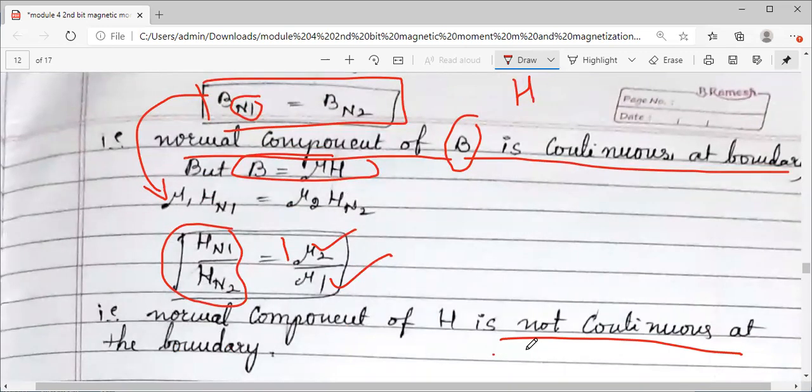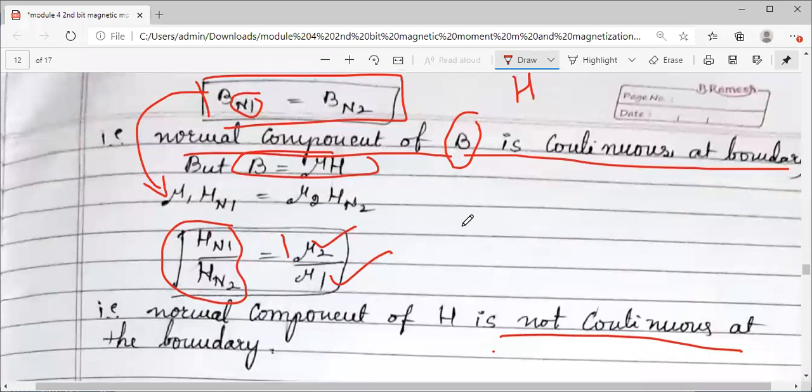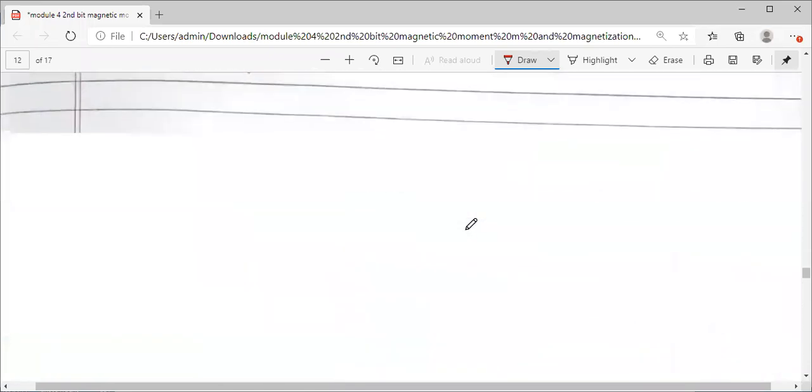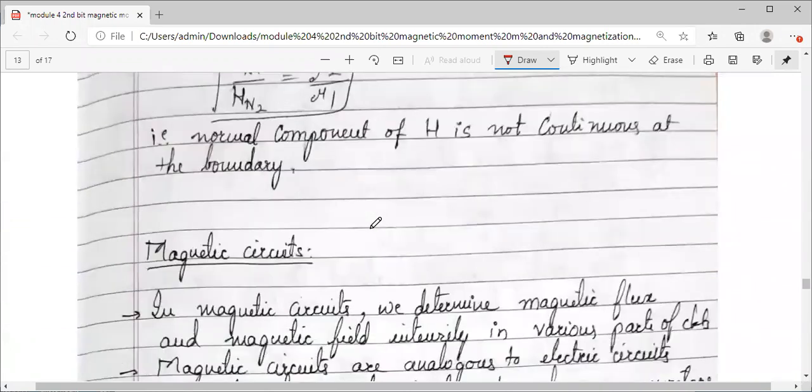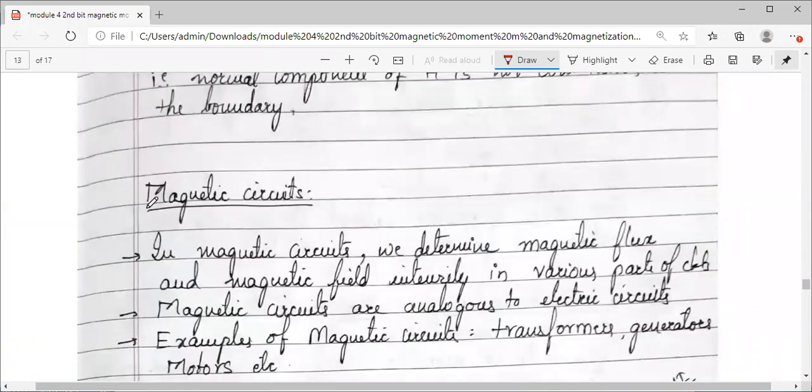Okay. So these are the two boundary conditions that we have seen: tangential component and normal component. The next concept is, I'll just give you the brief. Then I'll just introduce you to what this next concept is.